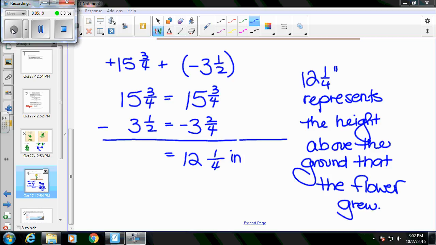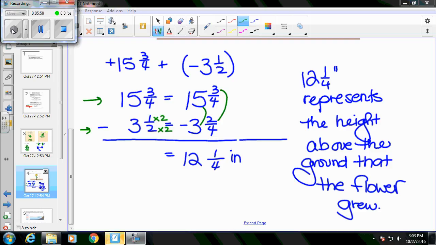So I want to combine these two rational numbers. Actually, they're mixed numbers. Because I noticed right away that the denominators of the fractions were 4 and 2, I knew I could get common denominators. And so I wrote them vertically, and I did 15 3/4 minus 3.5. I found my common denominators. I multiplied the numerator and denominator here by 2. And then I subtracted. 3 minus 2 gave me 1, and 15 minus 3 gave me 12. So my answer was 12 1/4 inches.